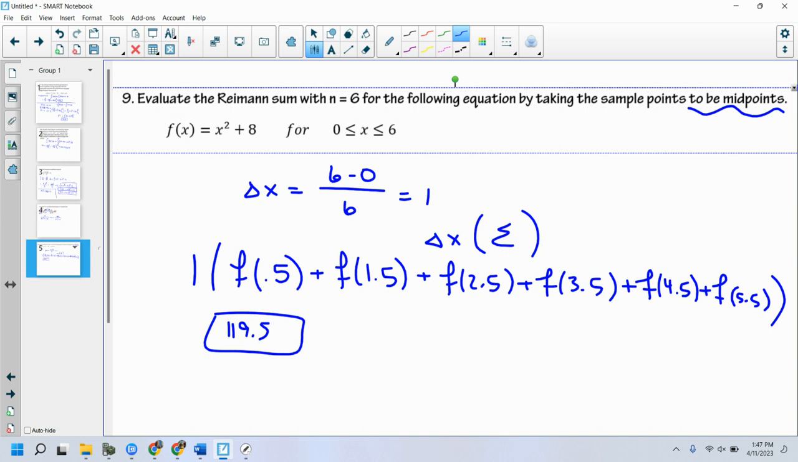Now, the issue here with midpoints is, do I know whether that's an underestimate or overestimate? No, I don't necessarily know whether it's smaller than it should be or bigger than it should be because I've gone in the middle. I can narrow it down by using left and right, over versus under, but for this here, it's just midpoints. I don't have that ability.